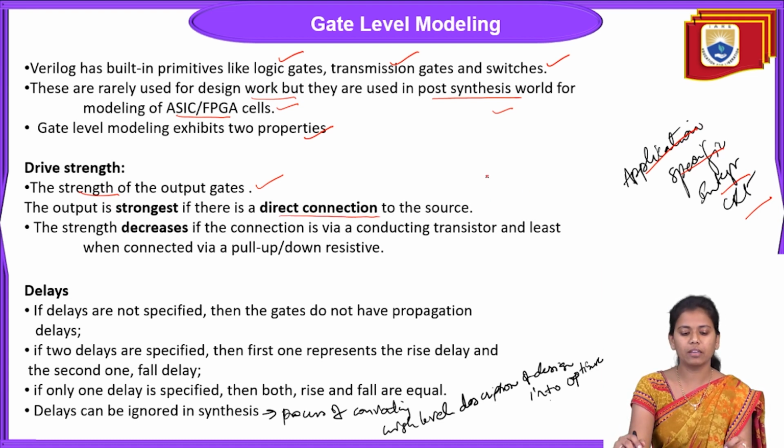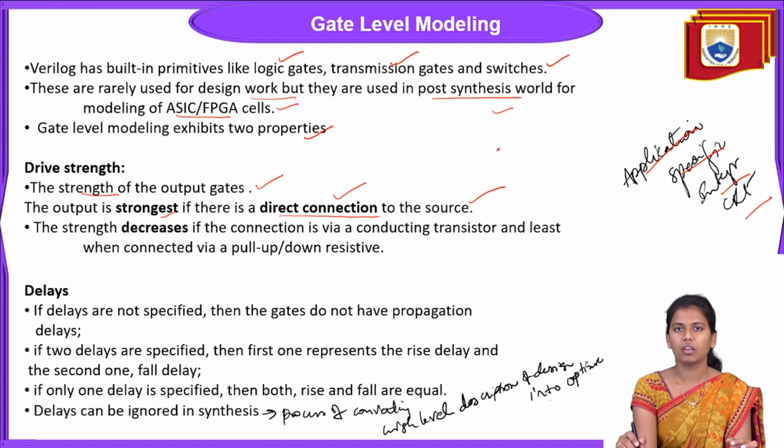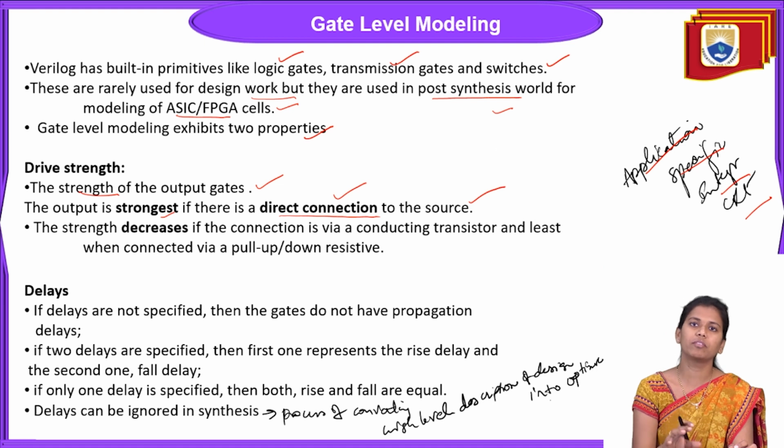So this sentence is talking about the strength of the output driven gate. The strength is maximum, the output is strongest, when there is a direct connection to the source. The strongest drive strength is observed at the output when there is a direct connection, and the strength decreases if the connection is via a conducting transistor, and is least when connected via a pull-up or pull-down resistor.